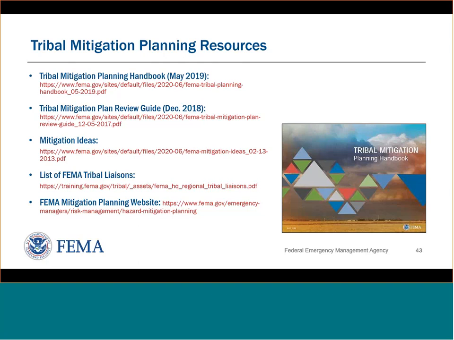Mitigation ideas. This is a document that walks through a whole bunch of various mitigation actions. I like to think of it as helping get those light bulbs starting in your head for items and projects in your community that can help build your resilience. And then here is a list of our tribal liaisons. This is a link. We have our tribal liaisons here in FEMA Region 10, but if you are from another FEMA region, this is where you can find links to their contact information. And then also just the general FEMA mitigation planning website at the bottom. Next slide.